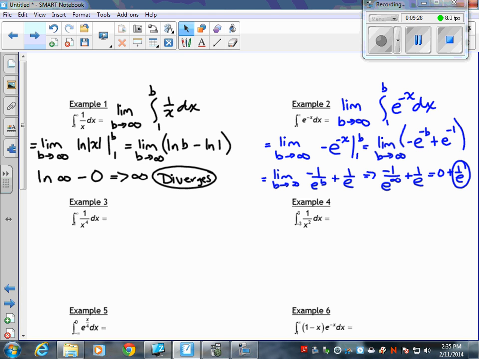Moving on to example 3. Same thing. So actually what I'd like for you to do is pause the video at this point and do example 3 on your own. Pause the video now, please.